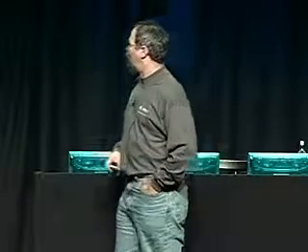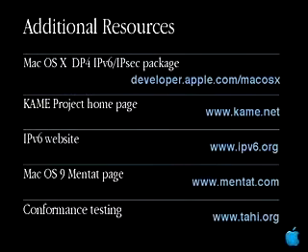Okay, so we've got some additional resources that relate to the various points that we've mentioned here. There's the macOS IPv6 and IPsec package, which you'll be able to find under the macOS page on developer.apple.com. The Project Kame homepage is at www.kame.net. The IPv6 forum is at www.ipv6.org. Mentat's homepage, if you're interested in learning more about the core code that goes into Open Transport, is at mentat.com. And the IPv6 conformance testing information is at tahi.org.